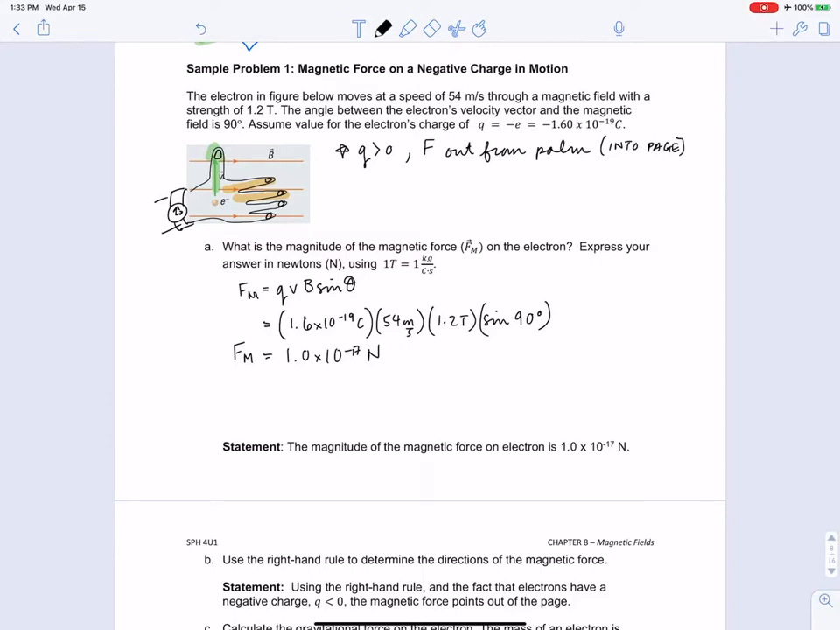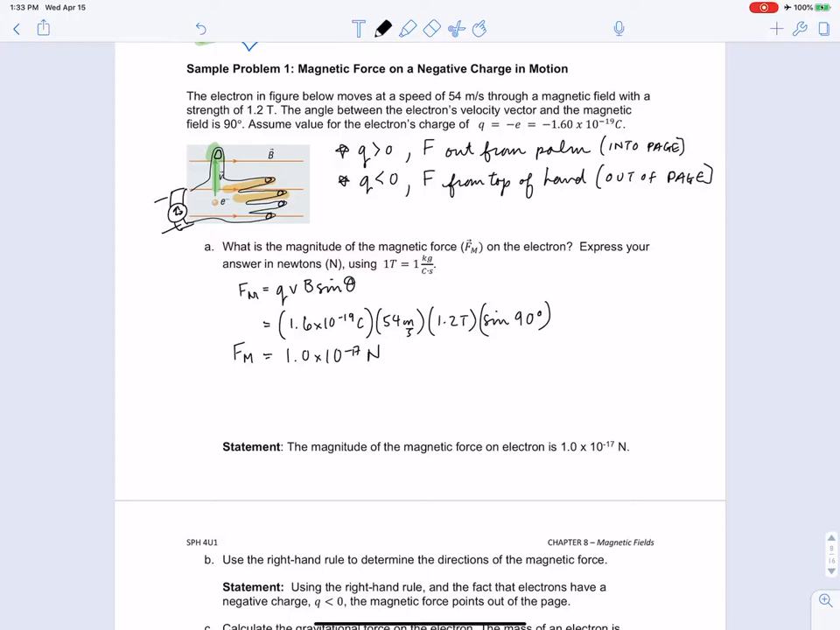But we're not dealing with a positive charge. We are dealing with a negative charge. So Q is less than 0. So in this case, it'll be the opposite. So the force will come from the top of your hand. Therefore, out of the page.